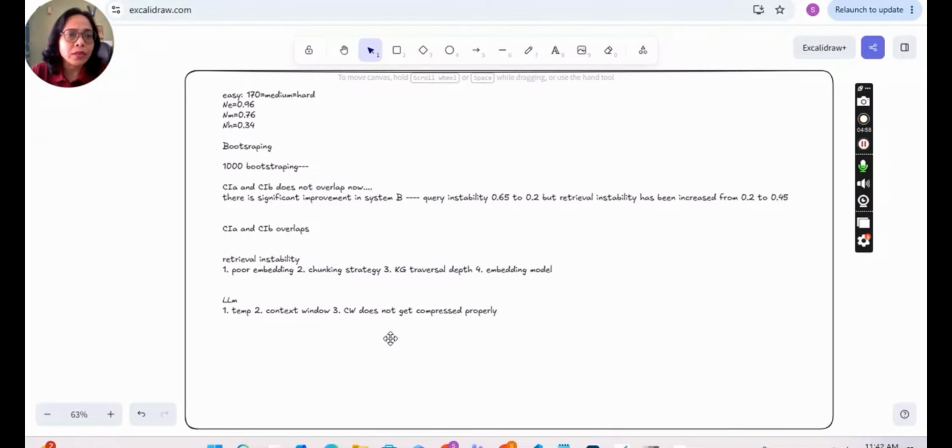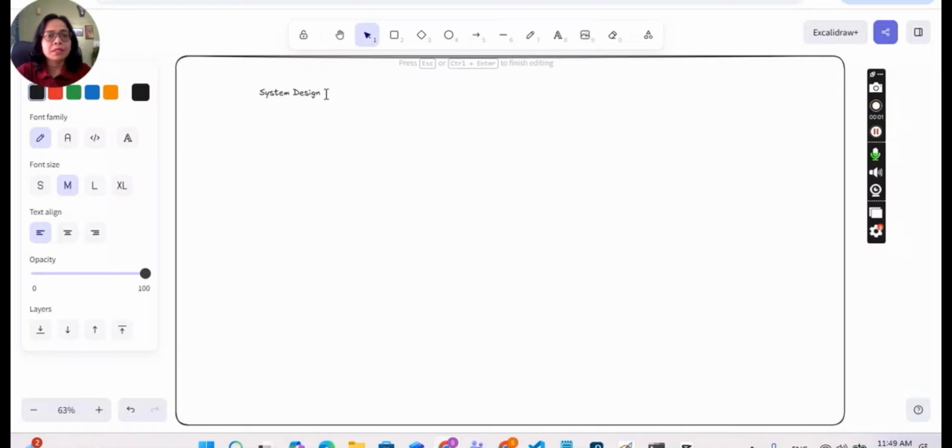The next session we are going to cover is the system design and the coding part. Let's start the system design for this one. So what is the objective? The two concepts that we covered, CI, confidence interval, and variation decomposition, are named statistical rigor. So what is the objective?